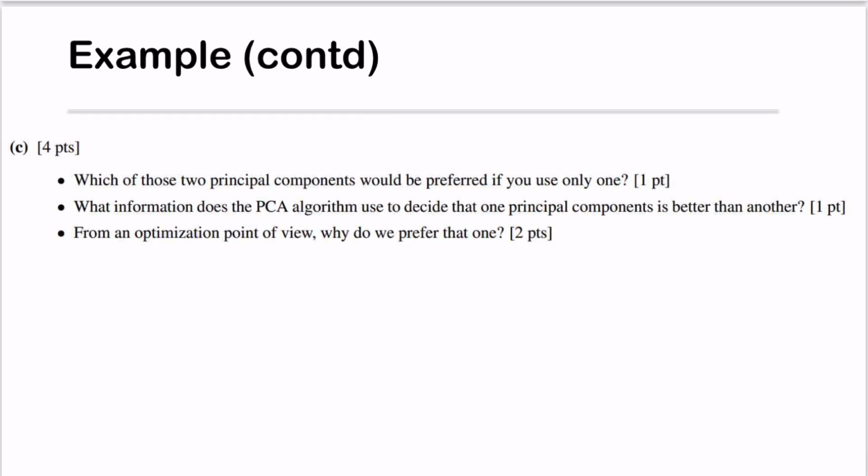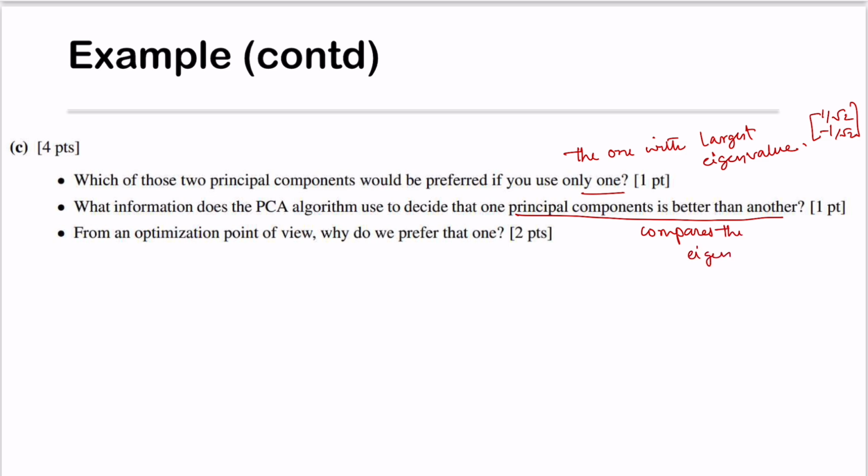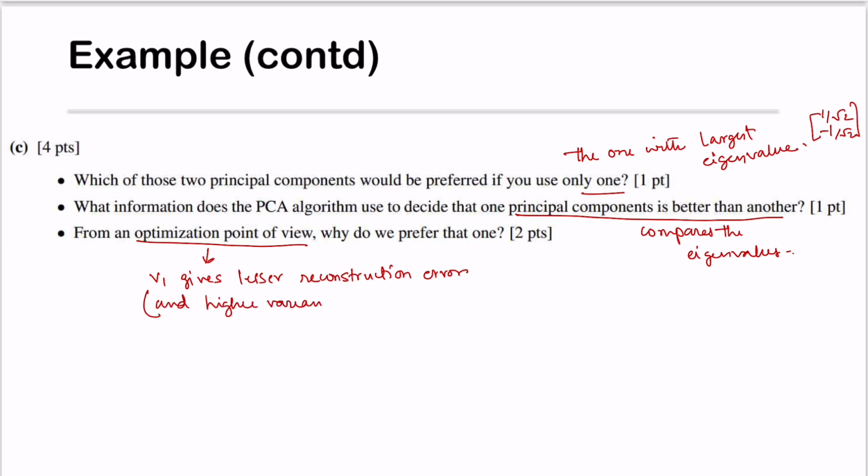So now we want to see which of the principal components is preferred if only one is allowed to be used. So we will obviously choose the one which has the largest eigenvalue, which is nothing but (1 by root 2, 1 by root 2). The second question says, what information does the PCA algorithm use to decide that one principal component is better than the other? It compares the eigenvalues, right? In fact, it chooses that particular eigenvector corresponding to the largest eigenvalue. And v1, or the first eigenvector, gives lesser reconstruction error, which we showed is equivalent to higher variance compared to the other one. That is the idea from the optimization point of view.